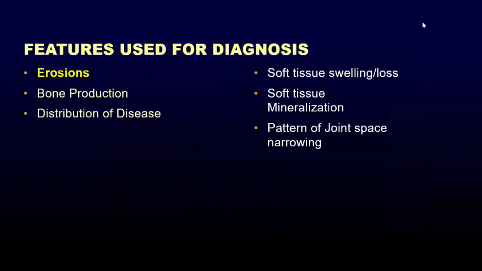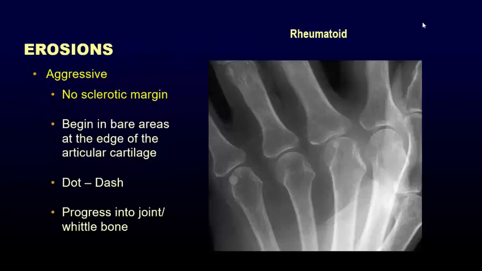We then need to search for erosions, and they can be quite subtle. Zoom in. There are different types of erosions, and the locations also mean something, so pay attention. You may hear a radiologist describe an erosion as aggressive or active.